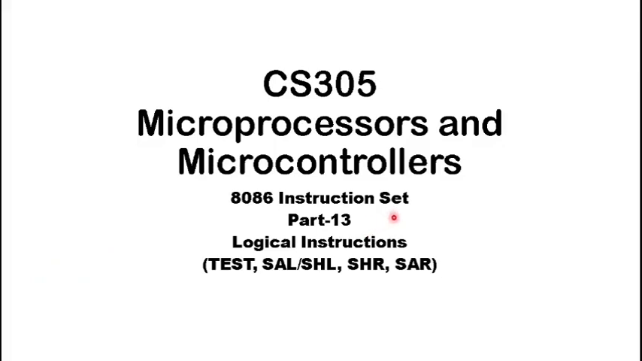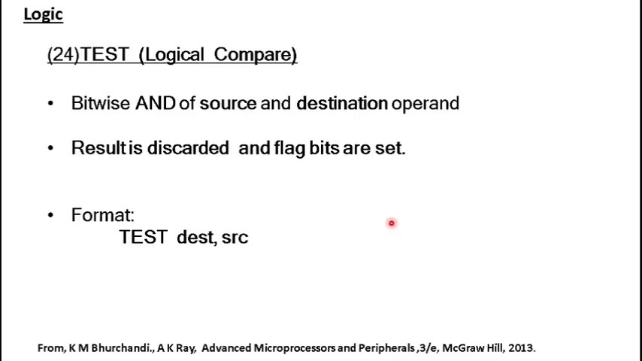This is part 13 of 8086 instruction set. You will see some logical instructions. First one is TEST, which is logical compare. It will do bitwise AND of the source and destination operands, and the result is discarded, but based on the result some status flags are set.